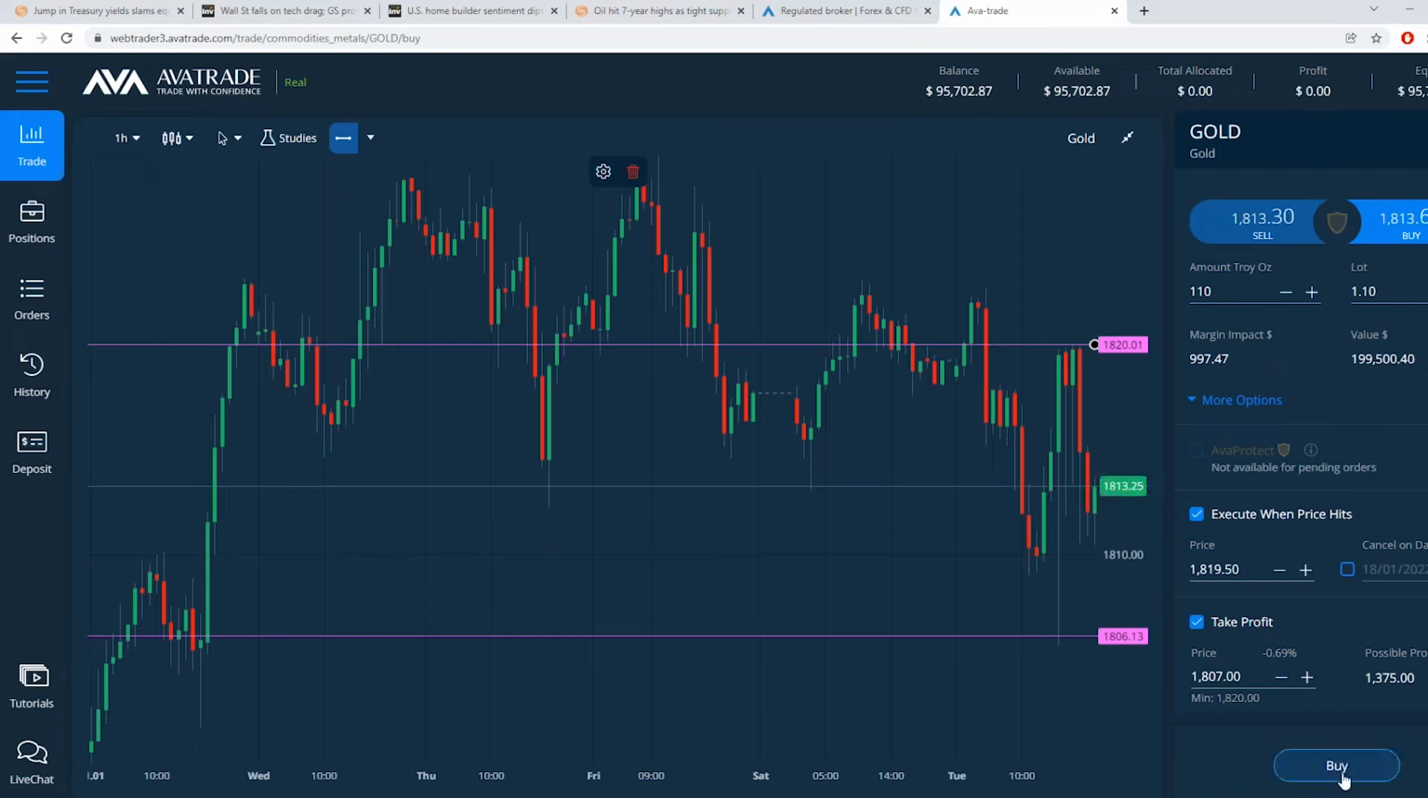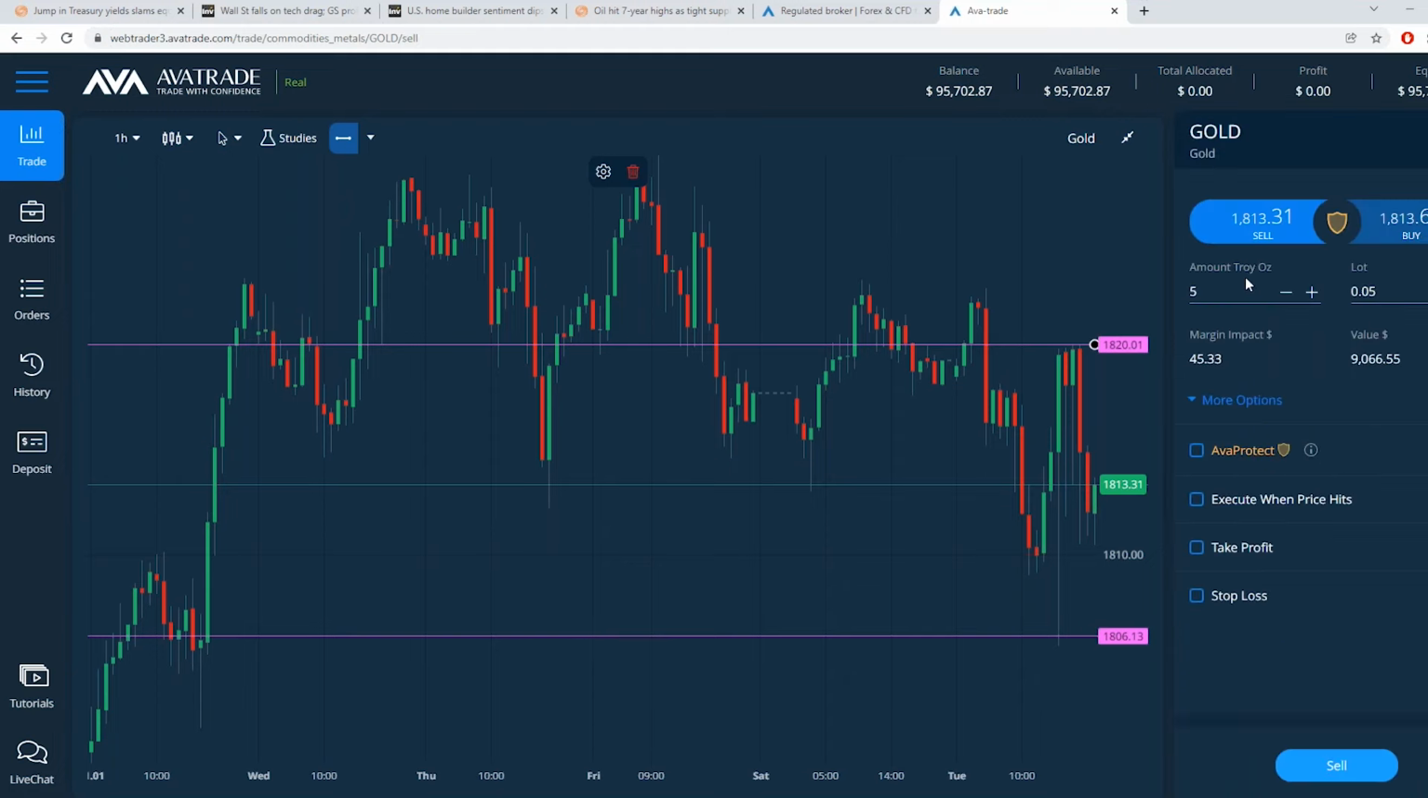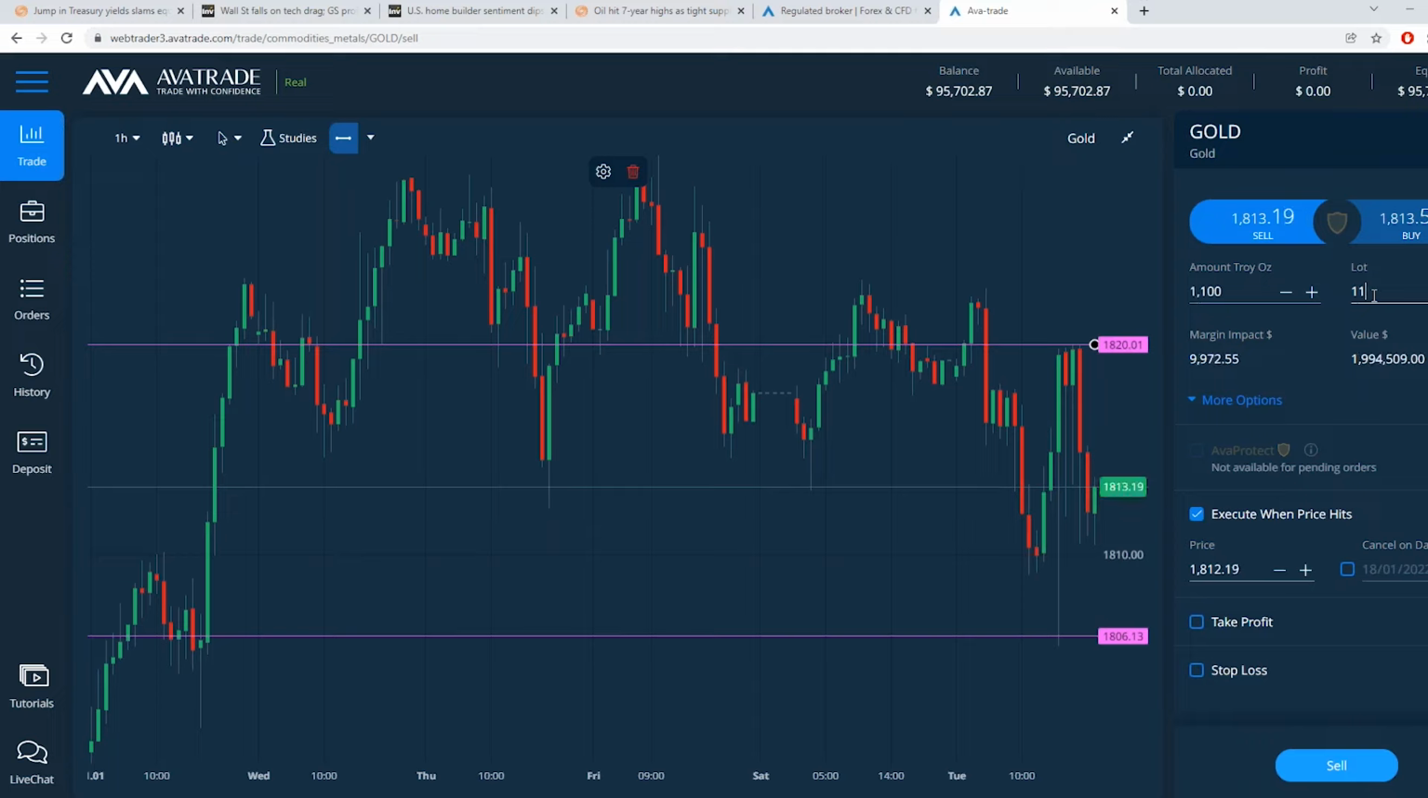Okay, so let's go ahead and I'll simulate. Well, no, this is supposed to be on sell. Somehow I missed. I clicked on buy up here when I was changing the lot size. So let's go back to 1.1 lots. We know that's what we wanted. Very easy to reset. Take profit was down at 1807.